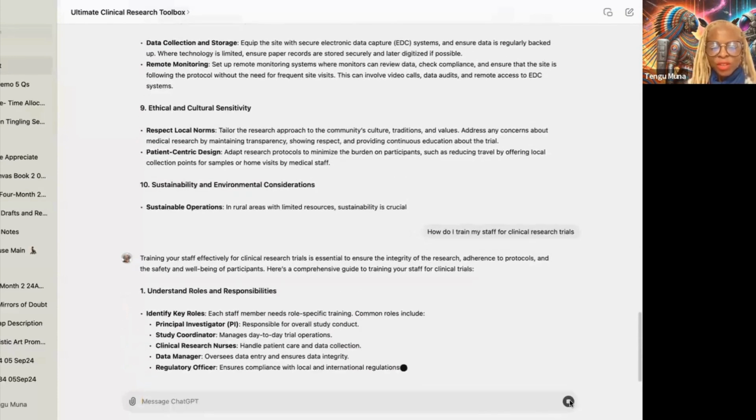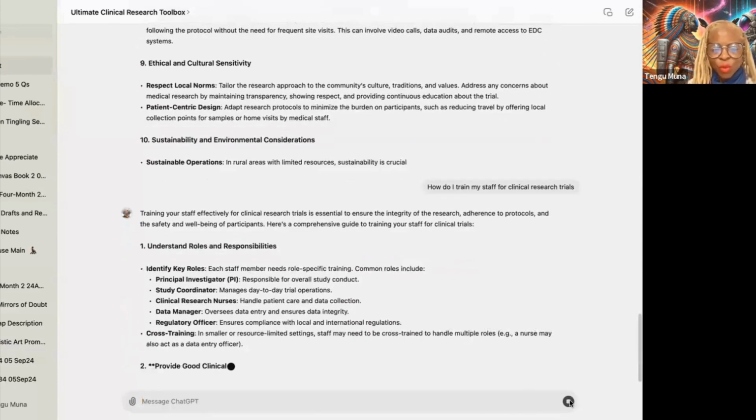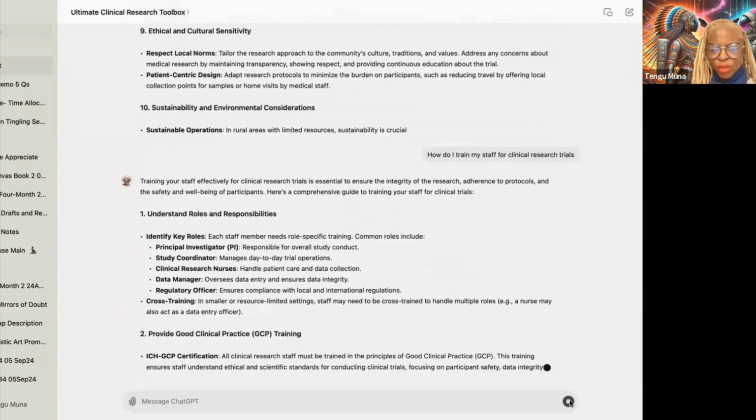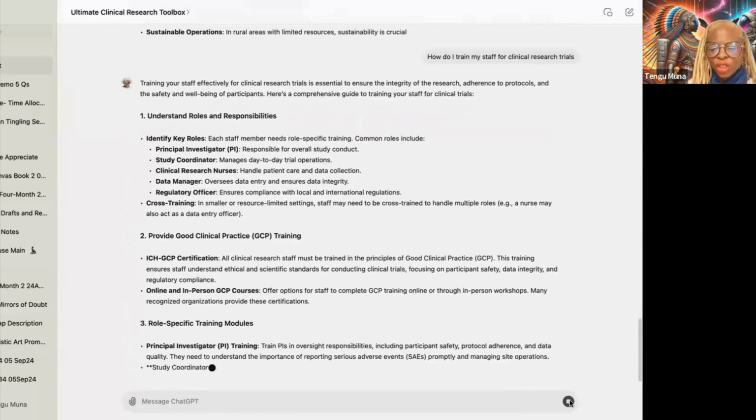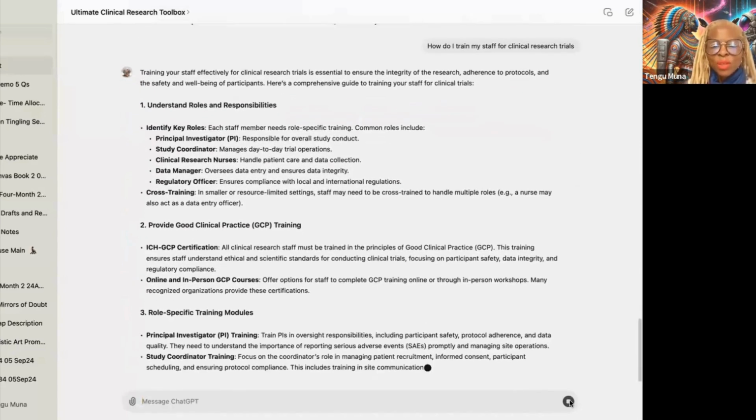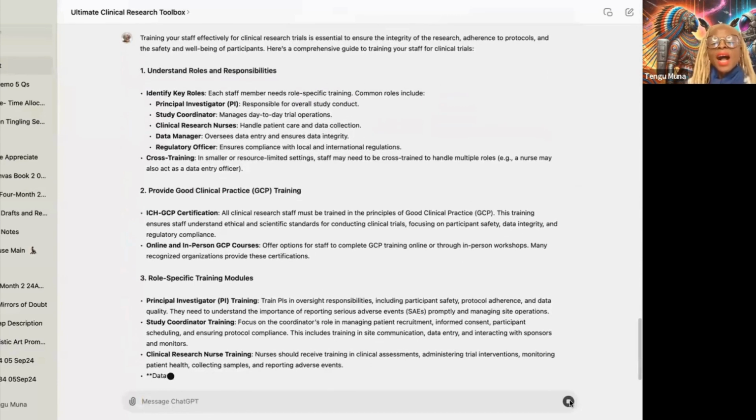And it gives you detailed steps, all the different roles at your clinical research site. You have to understand roles and responsibilities, provide GCP training, and role-specific training modules. And in a case like this, depending on what stage I am, if it's just the beginning, I can even have it create site training SOPs for me as well. That's something that you can do.